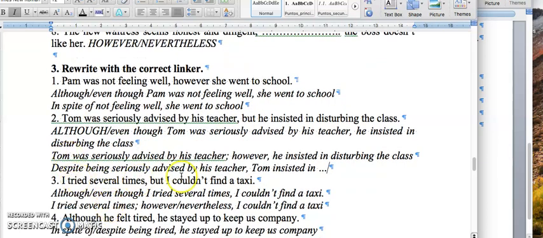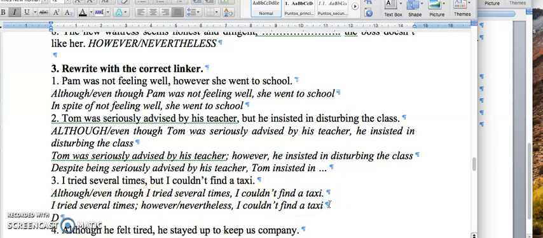I tried several times, but I couldn't find a taxi. Tenemos el mismo sujeto, por tanto, se puede hacer de muchas maneras. Although or even though I tried several times, I couldn't find a taxi. I tried several times, however, nevertheless, I couldn't find a taxi. Or, despite trying several times, I couldn't find a taxi. Despite or in spite of, ¿vale? No voy a poner las dos, pero sabéis que son las mismas.